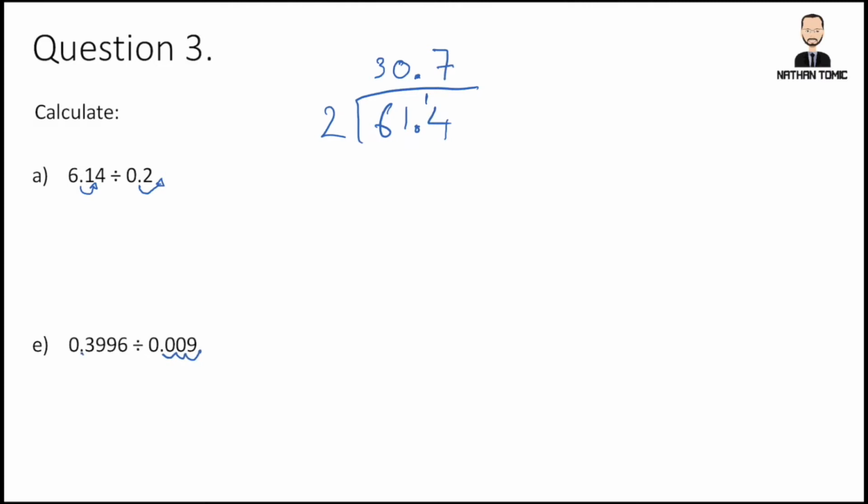For the second one, we're going to move 1, 2, 3 times. So we're going to go 1, 2, 3 times here as well. So we're going to have, we don't need to show the 0, so we're just going to go 399.6. There's no point showing the 0 at the front. Divided by 9 in this case, because we've moved it across.